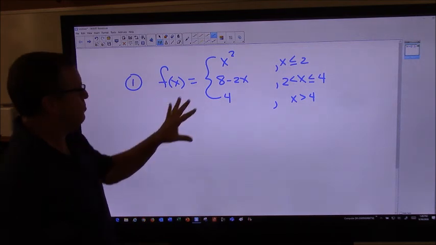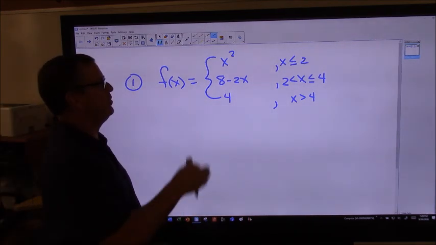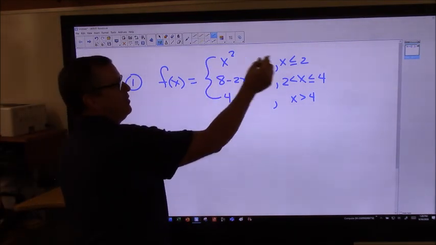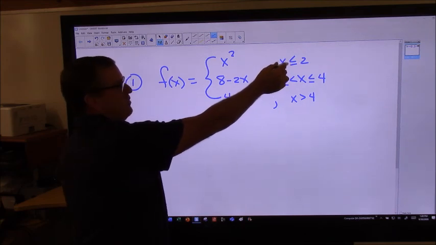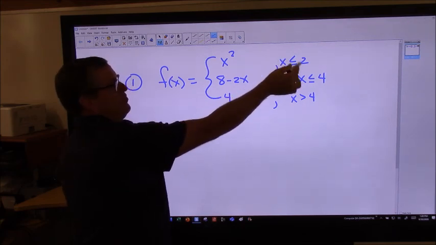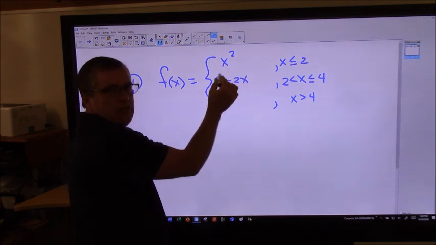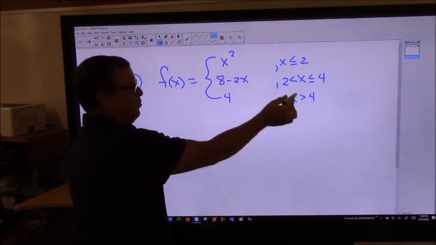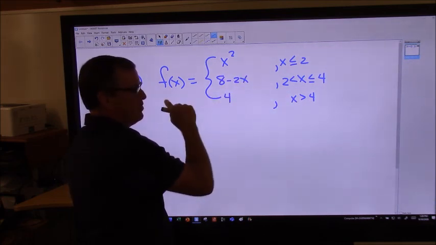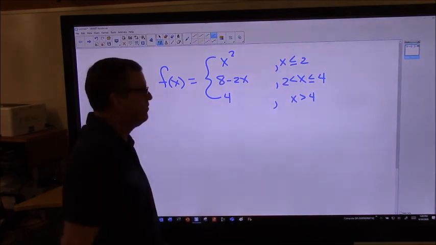Okay? We graphed some of these last year. You know, you would graph part of a parabola, but only show the values where x is less than or equal to 2. And then once you get between 2 and 4, you'd switch over to a linear equation. And once you get larger than 4, it just becomes a horizontal line at y equals 4.